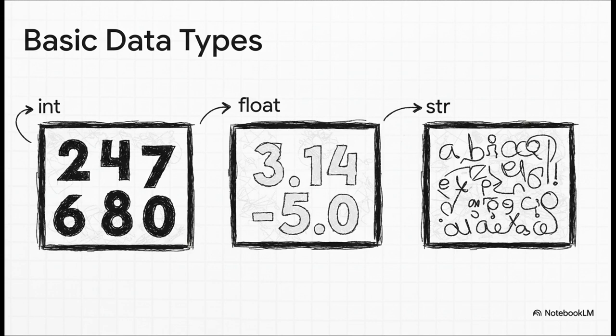So what kind of stuff can we actually put in these boxes? Well, we have to be pretty specific with the computer. We can tell it we're storing an int. That's short for integer, a whole number. Or maybe a float, which is just a number with a decimal point. And then there's str, which stands for string. A string is basically just text. It could be a single letter, a word, or hey, even the entire works of Shakespeare.